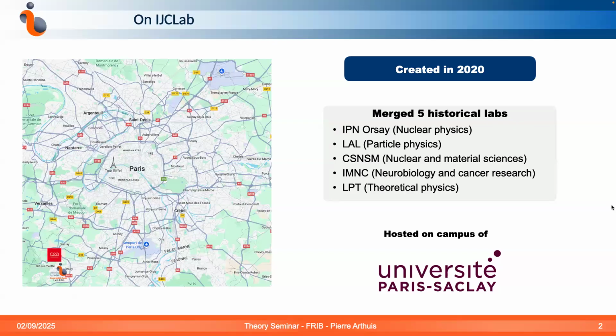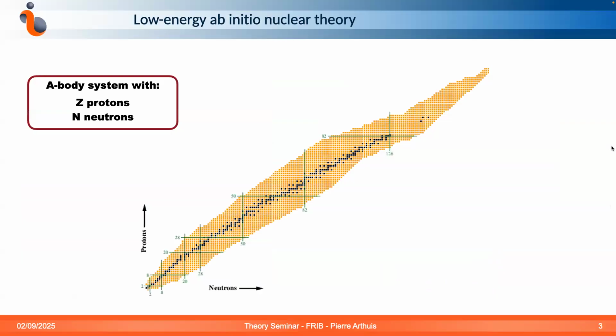But now in terms of research, I do low energy ab initio nuclear theory. We'll come to the ab initio in a second, but low energy nuclear theory, what does that mean? I see nuclei as A-body systems with Z protons and neutrons. On this beautiful nuclear chart here, you have the number of protons on the y-axis, neutrons on the x-axis. You see a bunch of yellow squares. Those are isotopes that have been observed.